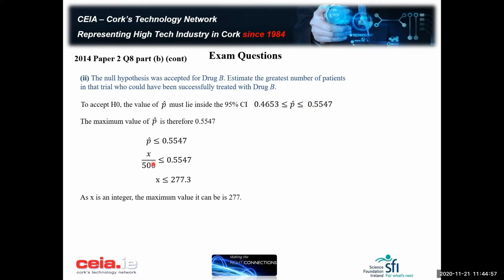But p hat, of course, is the number of patients that were successfully treated divided by 500, less than 0.5547. Multiply across, and you find that X must be less than 277.3. But of course, X must be an integer because it's a number of people. So the maximum value it can be is 277.